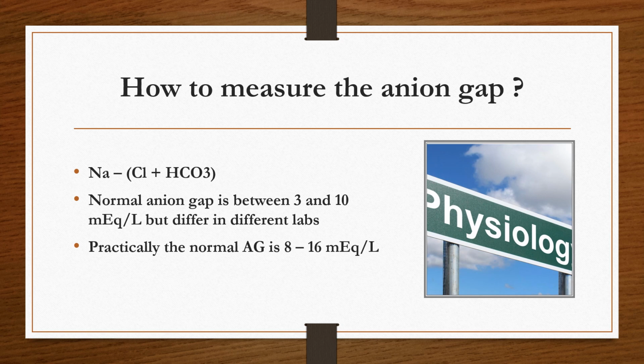So normal anion gap in the books, everywhere you go and look for it, is between 3 and 10. Well, this is usually, we don't see it in practical use. Practically, it's different between the labs. Practically, the normal anion gap is between 8 and 16 milliequivalent per liter.